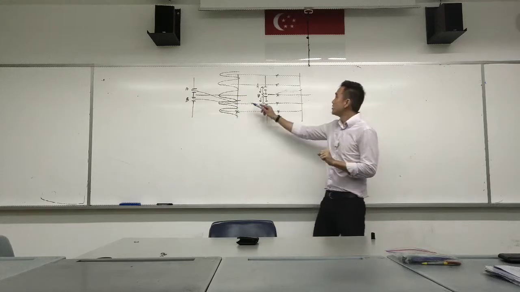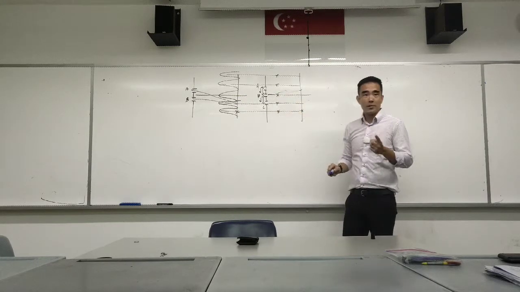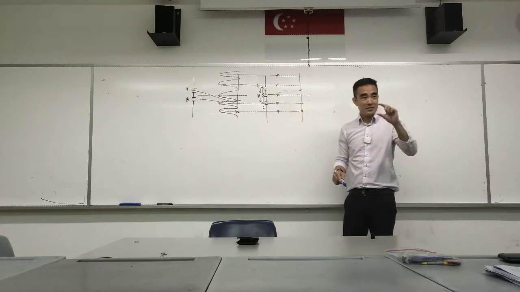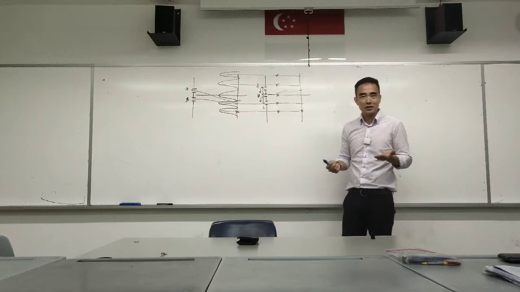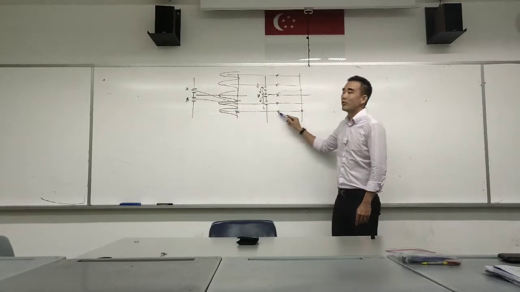Now, do you agree that at this position, the path difference between A and B is 1 lambda, and the path difference between B and C is also 1 lambda, because it's the same separation? And therefore, A and C will be 2 lambda. So all of them satisfy the constructive interference condition. So whatever is maxima over here will be maxima over here.